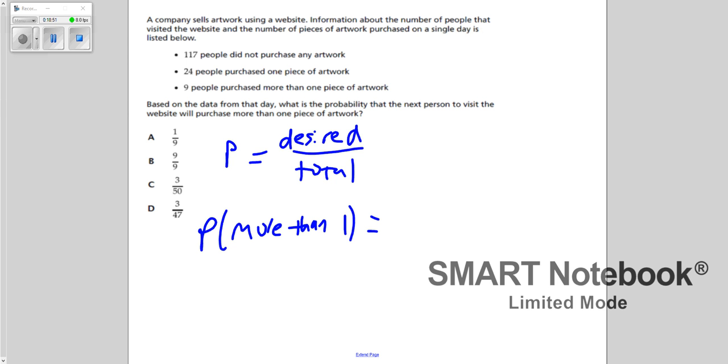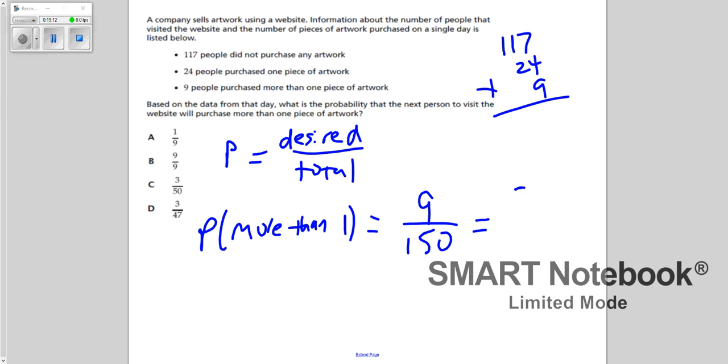So I look and I see, oh, 9 people purchased more than 1. That's easy. I mean, I need the total number. They don't give me that. So to figure out the total, I have to just take all those numbers and add them together, and it comes out to 150. So it's 9 over 150. That's it. That's the answer. It's not a choice, but that's the answer. But you can simplify that. You can divide the numerator and the denominator by 3. You can get 3 over 50.